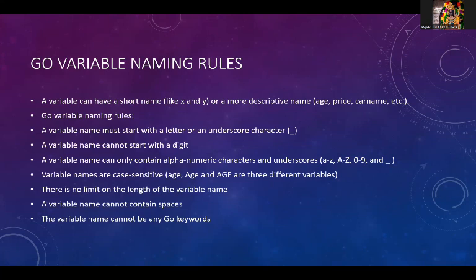The second topic is Go variable naming rules. Now we are starting with the rules. Rule one says a variable name must start with a letter or an underscore character. The second is that a variable name cannot start with a digit. The third is that a variable name can only contain alphanumeric characters and underscore, that is, small a to small z or capital A to Z, 0 to 9, and underscore.